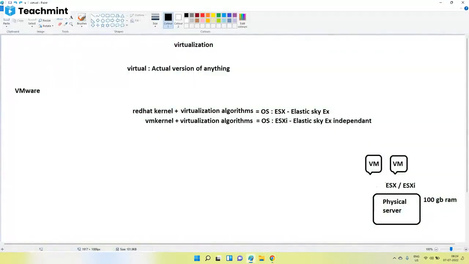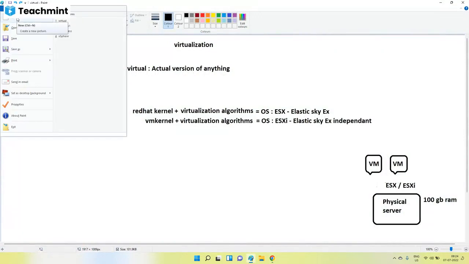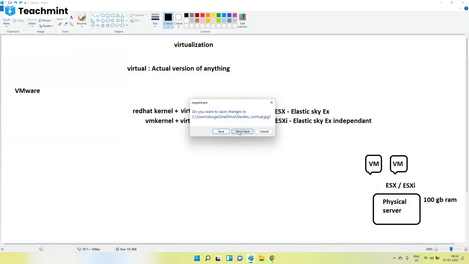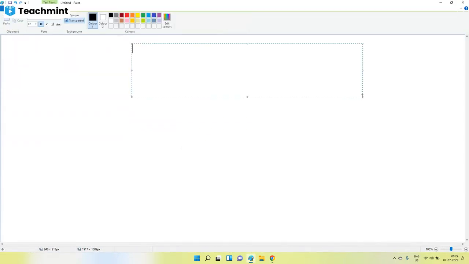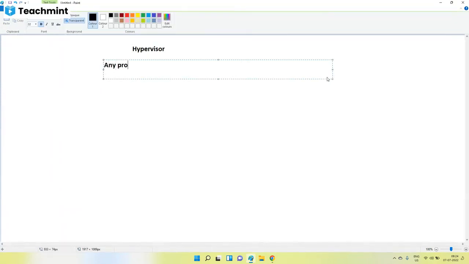Fine. So next we'll go to vSphere product versions and their competitors also. Before that, we have to discuss something called hypervisor. So in my own words... In our case, just RAM and CPU.